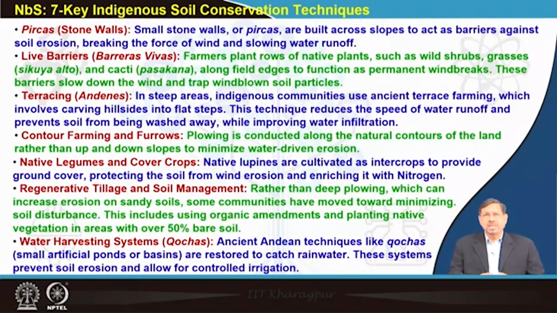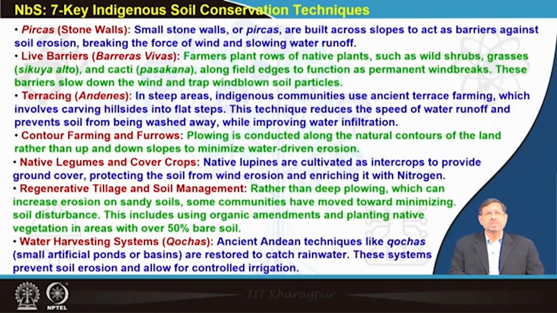These edges have the function of a permanent wind break. These barriers slow down the wind and also trap the wind-blown soil particles; they do not allow them to move beyond. Later on it can also be deposited within that small piece of land, maybe at one end, where you have the live barrier.